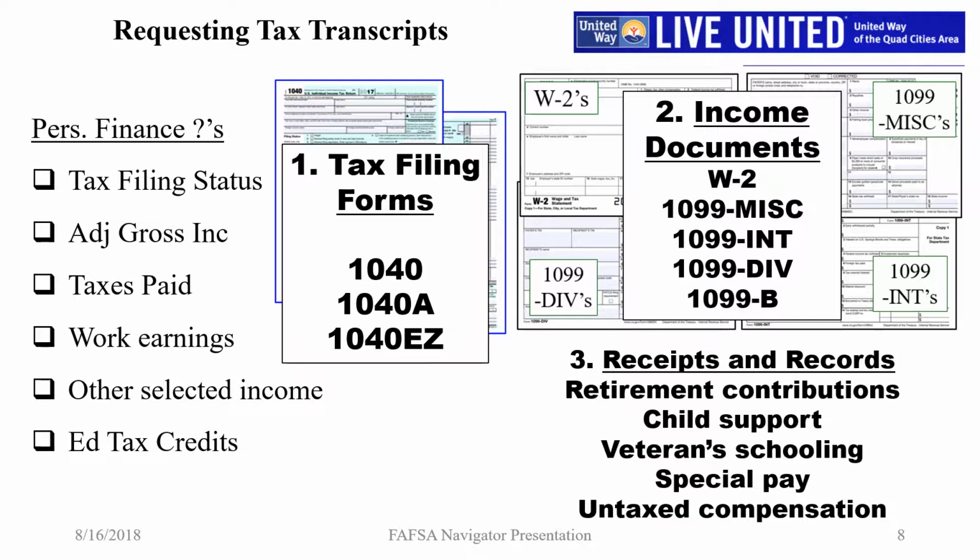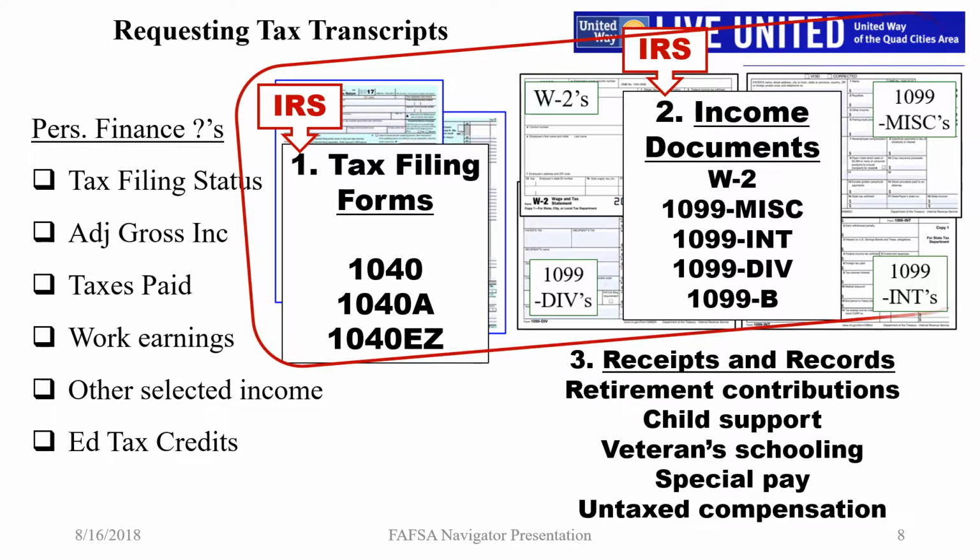The IRS may be able to assist you with tax and income documents sent to the IRS. The 3rd category may need your records or reports from other businesses and agencies, as they are non-tax categories. Our focus today is on the IRS-related forms.